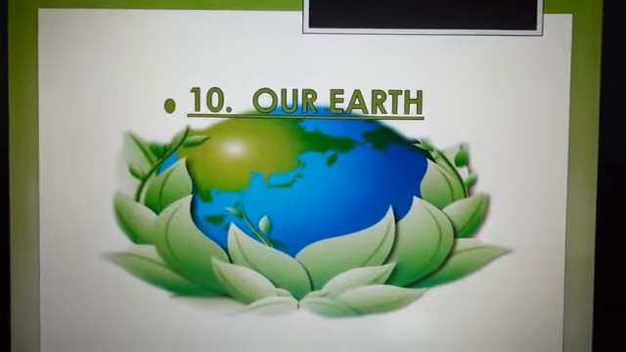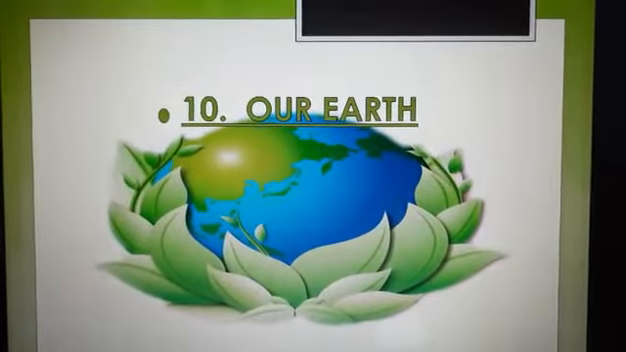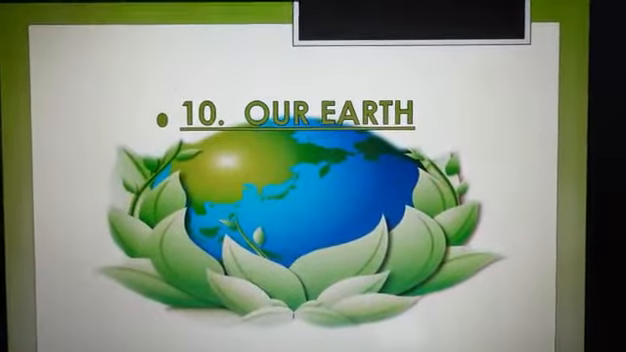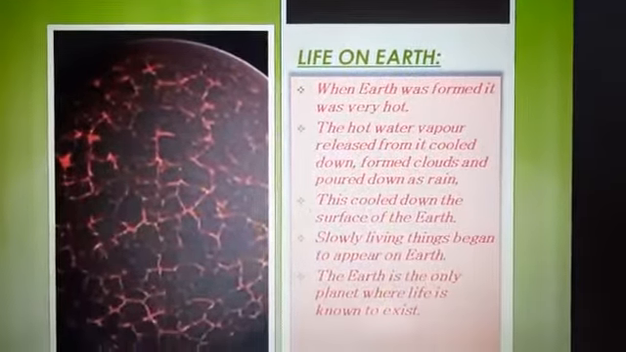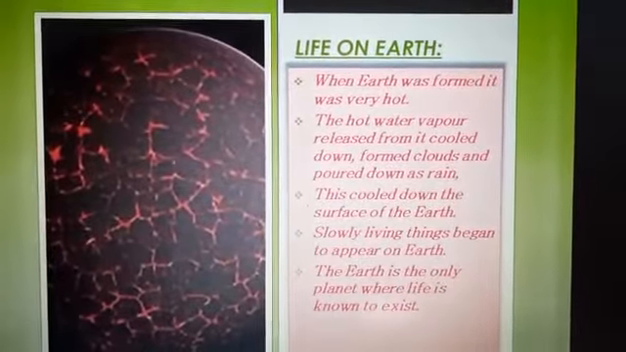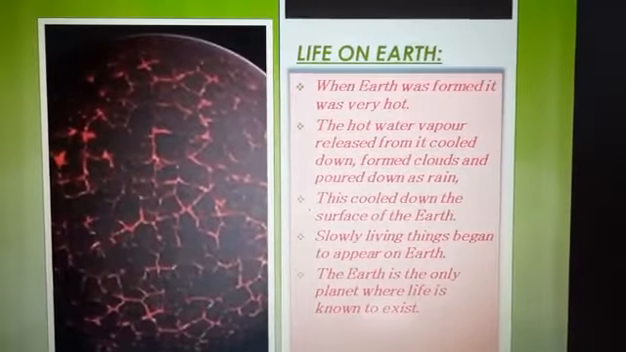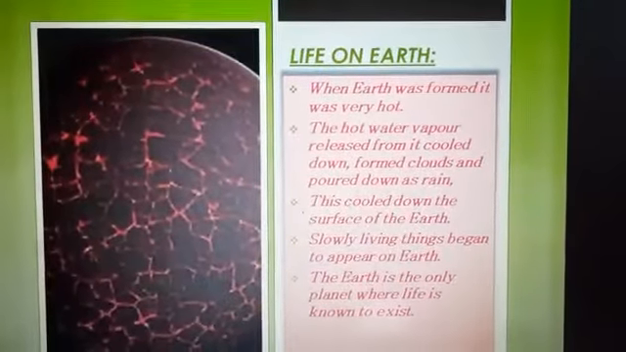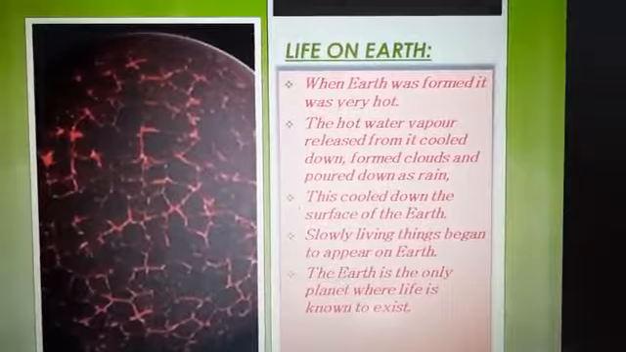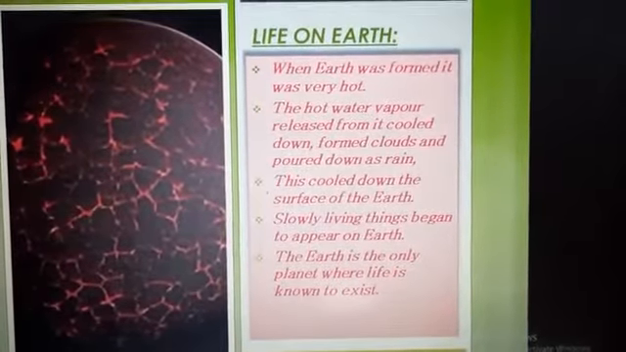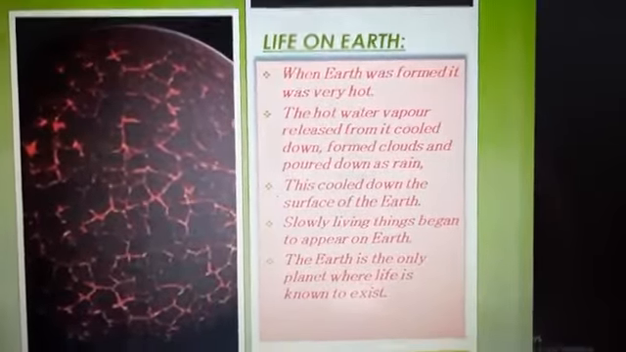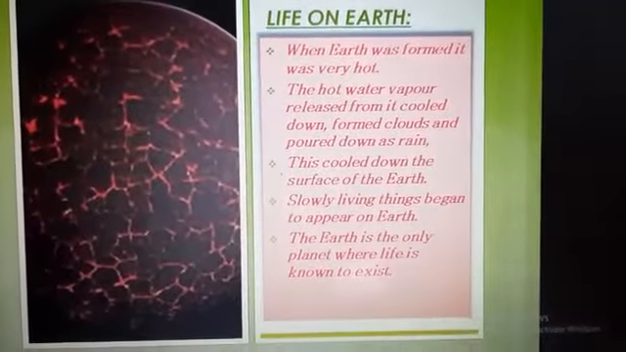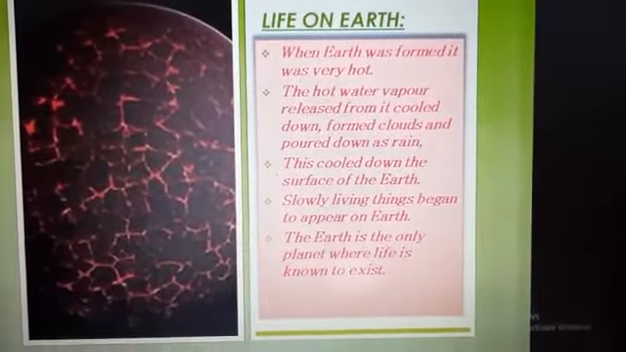Okay? So our Earth is the third planet from the Sun in the solar system, isn't it? And our Earth is the only planet where life exists. But it was not how we see it now. When the Earth was formed, it was very hot, and the hot water vapor released from it cooled down, formed clouds, and poured down as rain. And this rain cooled down the surface of the Earth.